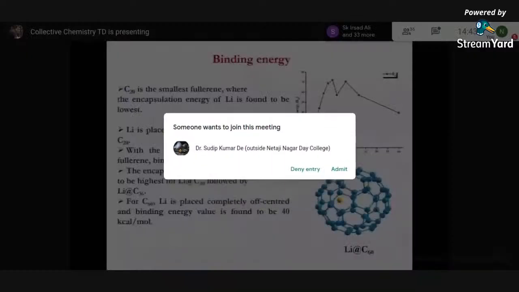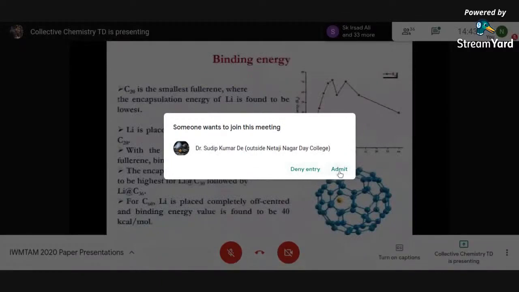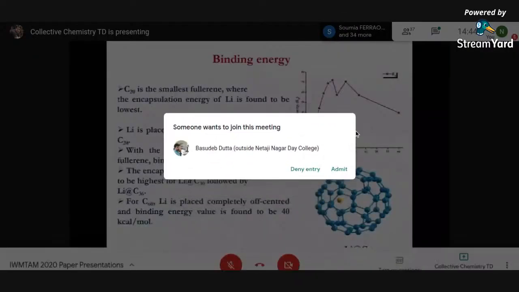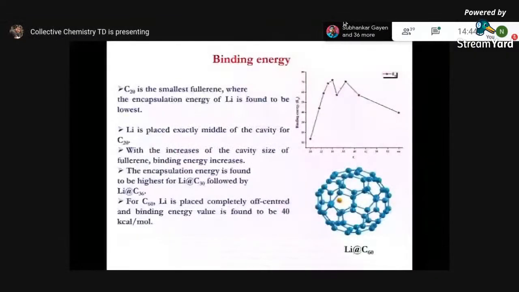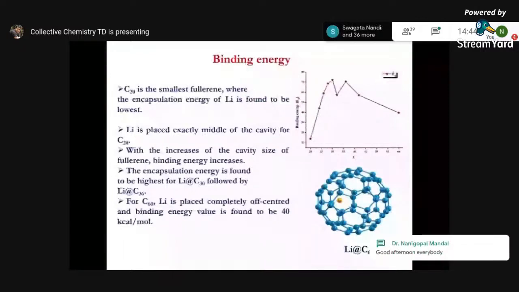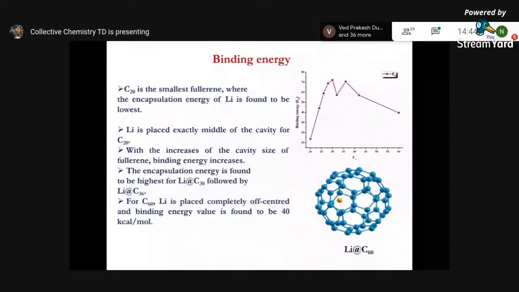We have observed that with the increase of the cavity, the binding energy increases, and for C30 and C36 the binding energy becomes maximum, and after that the binding energy decreases, and for C60 the binding energy becomes 40 kilocalorie per mole. Here, we have also found that with the increase of the cavity size, the encapsulated lithium is placed at the side of the fullerene cavity, whereas for smaller fullerenes, it is placed in the center of the cavity.